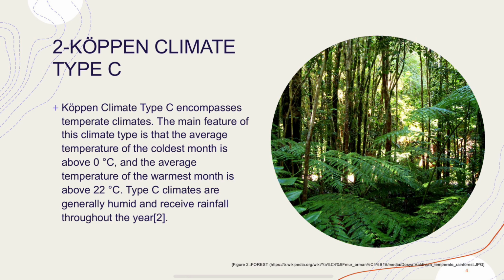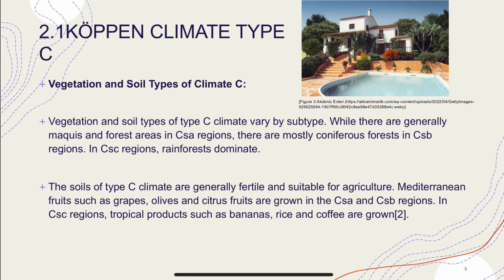We see a forest image in figure 2. Vegetation and soil types of climate C. Vegetation and soil types of type C climate vary by subtype. While there are generally maquis and forest areas in CSA regions, there are mostly coniferous forests in CSB regions. In CSC regions, rainforests dominate.